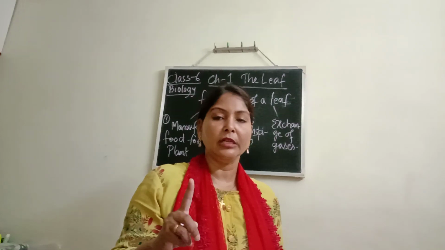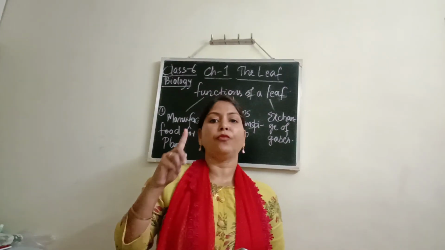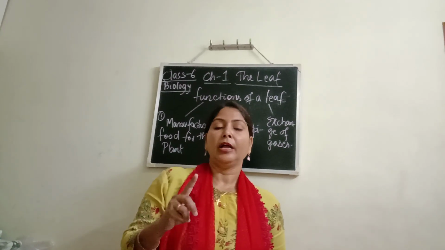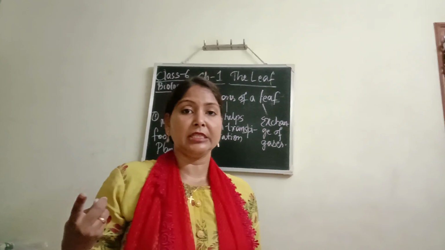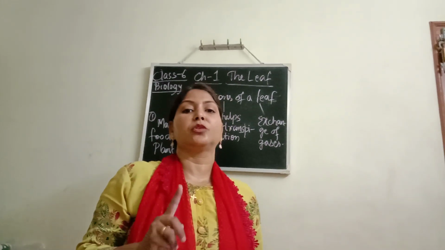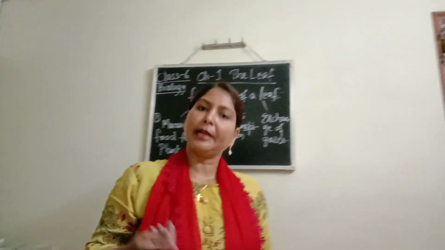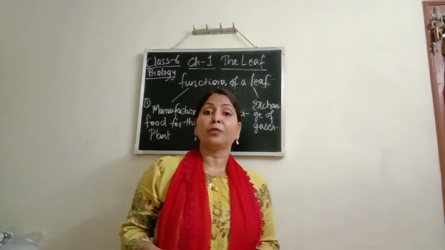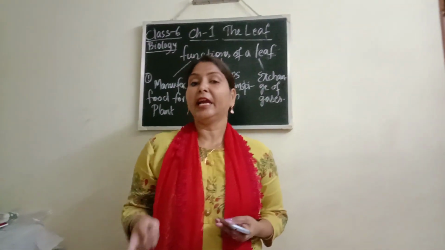The first function is that leaves help to prepare or manufacture food for the plant with the help of photosynthesis, and this type of nutrition is called autotrophic nutrition. There are certain plants which cannot prepare their food by themselves, so they are not autotrophic, they are heterotrophic.